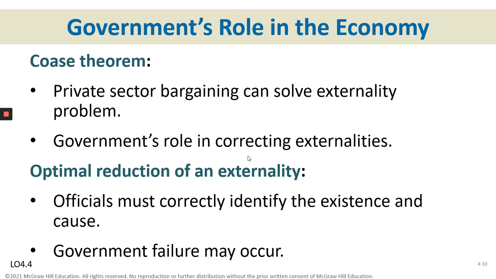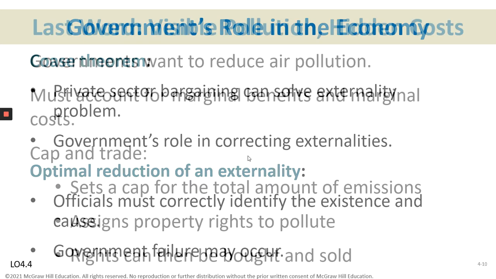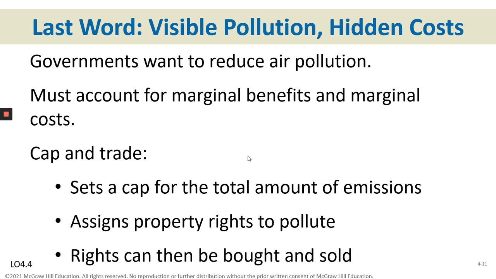Again, the Coase theorem is just private sector bargaining, where the offending pollution or whatever is just discouraged, and that's private bargaining rights. But sometimes the government may try to correct for those externalities, but not really come up with a solution that works. In the last word in the chapter, it does give an example of reducing air pollution. And of course, we hear a lot about global warming or climate change.